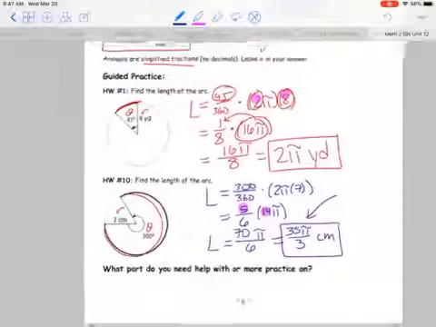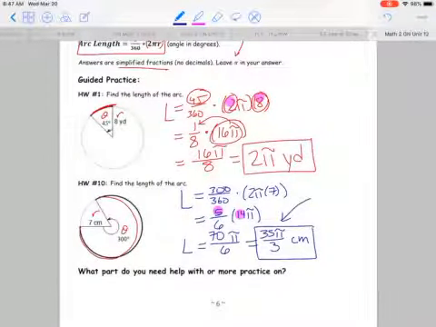And the homework's pretty easy, but it's going to be combined with 12.4, so make sure you watch that video next.